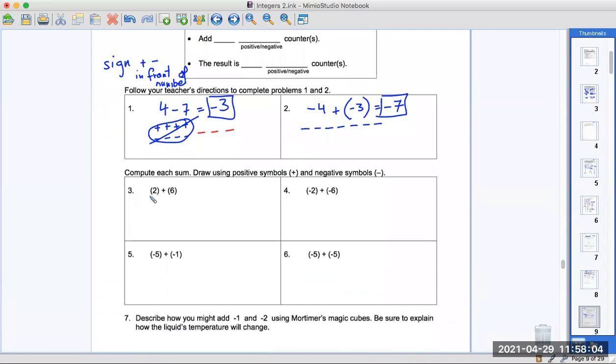So let's try this one. 2 plus 6, you already know that's 8. It says draw using positive symbols and negative symbols. The 2 is positive because there's no sign in front, so it's a positive 2. 6 is also positive. 1, 2, 3, 4, 5, 6. So that's altogether 8.